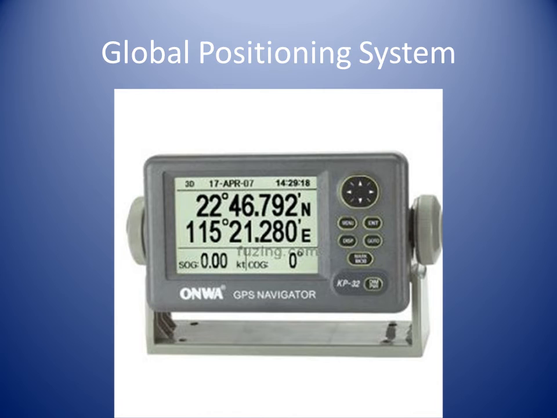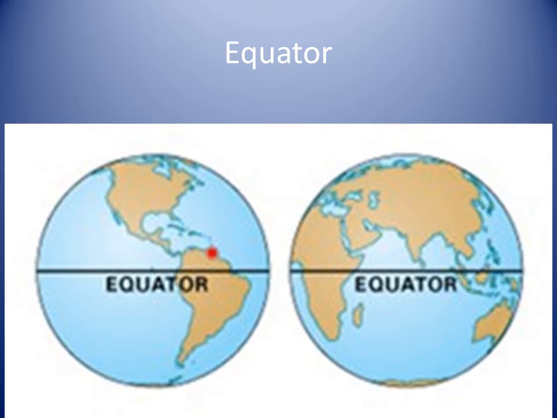The position displayed by the GPS are just numbers on a screen. For these numbers to have meaning, they must be plotted onto a nautical chart. The equator is an imaginary line running east-west around the fattest part of Earth. Trinidad is under the red dot.